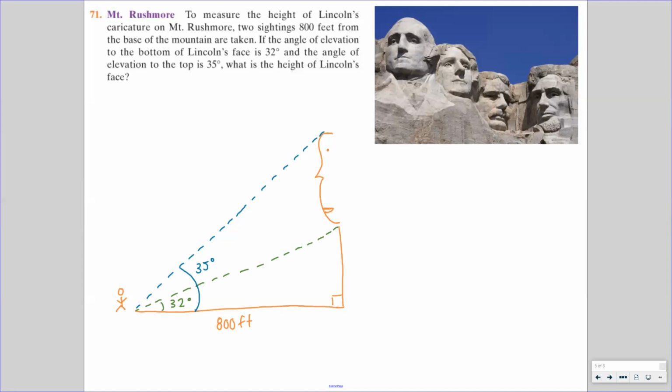So I'm going to label a couple of things. We've got a couple of right triangles here. We've got this smaller one. I'm going to call the height of that smaller right triangle Z. And then we've got this bigger right triangle. I'm going to call the height of the bigger right triangle, I don't know, you can call it whatever you want. Call it X. Okay, and what I do know is that the height of Lincoln's face is equal to X minus Z.